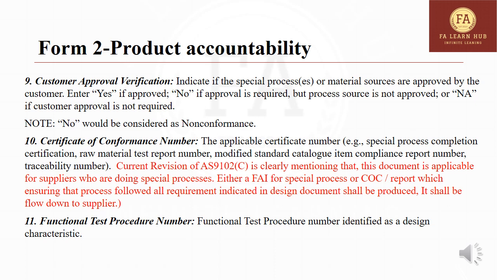So the supplier has to provide a document or a certificate, COC, that clearly tells that the requirements in the design document are being met in this special process. Or they have to provide FAI for special processes. This requirement shall be flowed down to suppliers also. That means tier 1 supplier also, tier 2 supplier also, it should be flowed down.